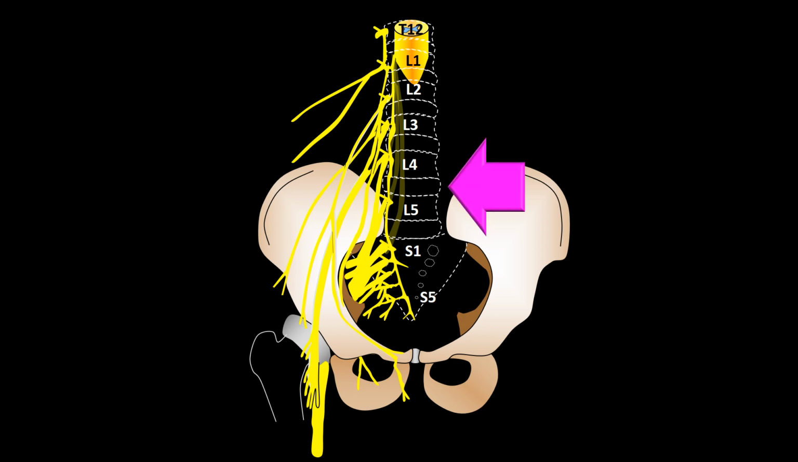Herniation of the disc between L4 and L5 compresses L5. Herniation of the disc between L5 and S1 compresses S1. Compression of the spinal nerve produces radicular pain and a spinal nerve muscle weakness pattern.